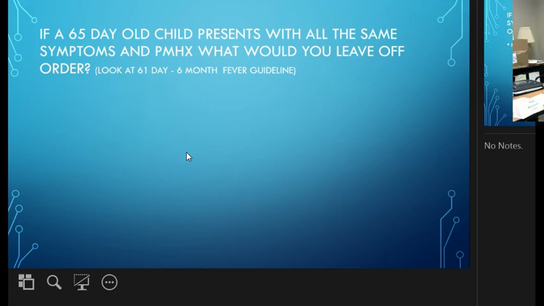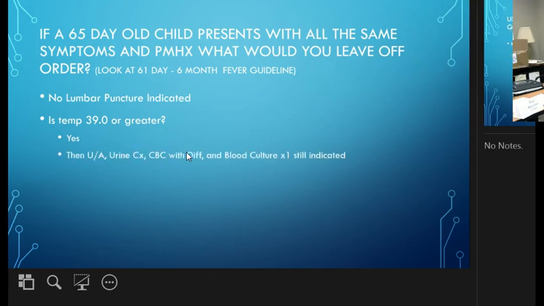Okay, so let's take this child to another level here, where he's now a 65-day-old child. All the same symptoms and past medical history. What would you leave off now? Well, there's no lumbar puncture indicated at all. Is the temp 39 or greater? Yes, it is. So then we still need to do a UA, urine culture, CBC with diff, and a blood culture times 1.